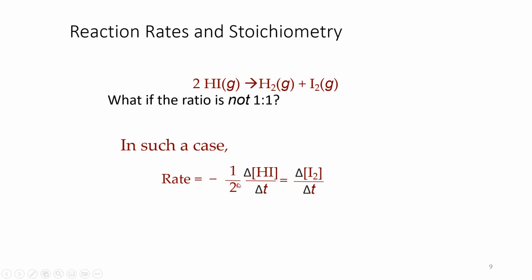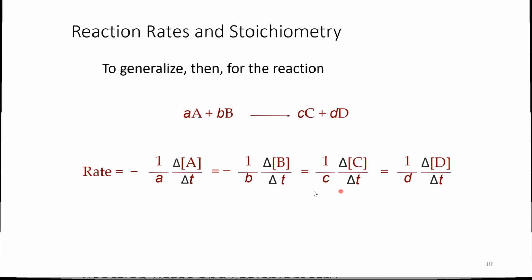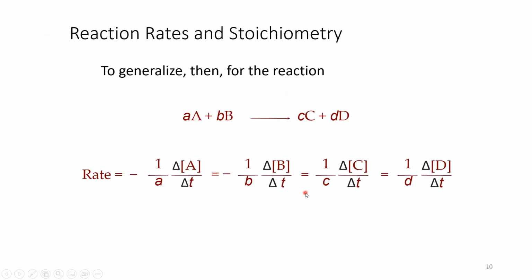So that's why in this case, we don't just have the change in HI over the change in T. Now we've got 1/2 of that because this is going to be getting used up twice as fast as these are being formed. And again, that's going to be based on the stoichiometric coefficient we have here. So if we look at any reaction, we can kind of create a general form for it. So just remember with these brackets, that's always just representing concentration. So the change in concentration of A, change in concentration of B, C, and D.